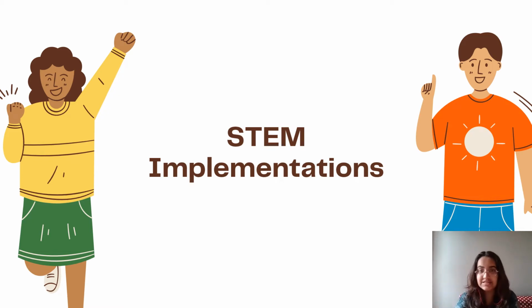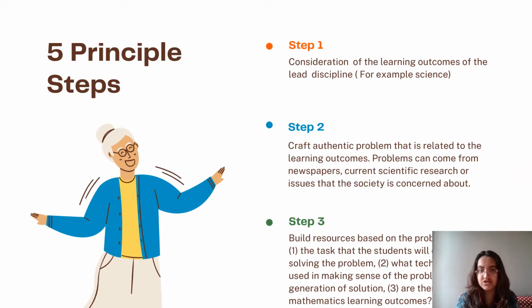So today, let's talk about STEM implementations. Implementation of STEM comes with 5 principal steps. Step 1 being the consideration of the learning outcomes of the lead discipline, which could be science, maths, whatever. The second step is to craft authentic problems that are related to the learning outcomes. Problems can come from newspapers, current scientific research, or issues that the society may be concerned about.